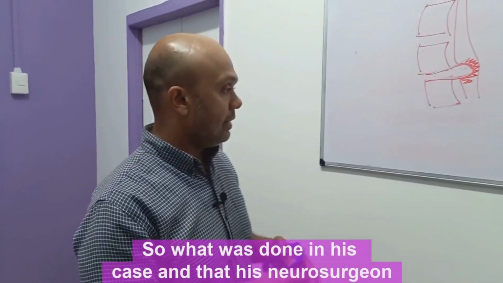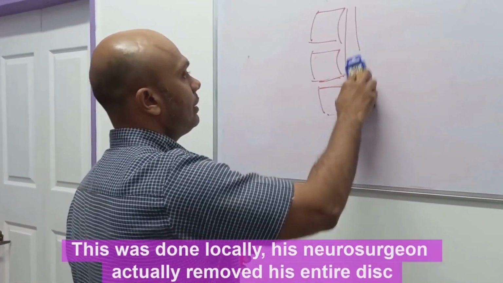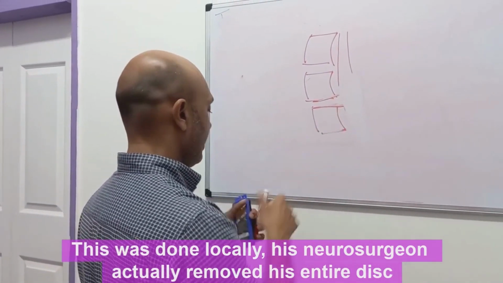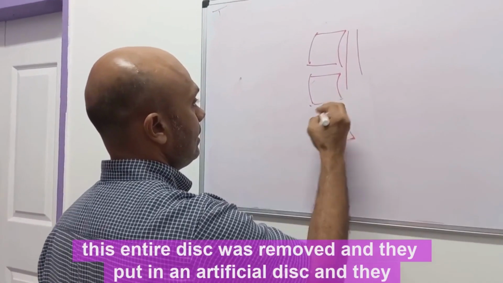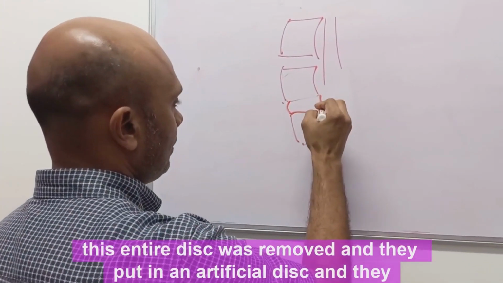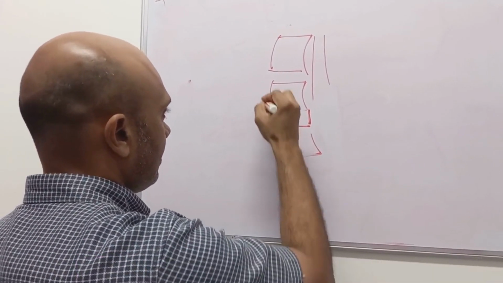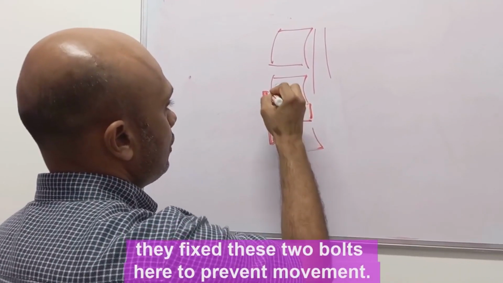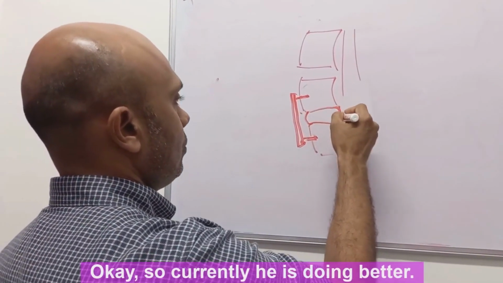So what was done in his case is that his neurosurgeon, this was done locally, actually removed this entire disc. So this entire disc was removed and they put in an artificial disc, and they took plates and screws and they fixed these two bones here to prevent movement. Okay, so currently he is doing better.